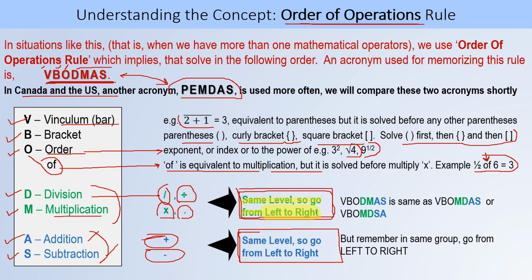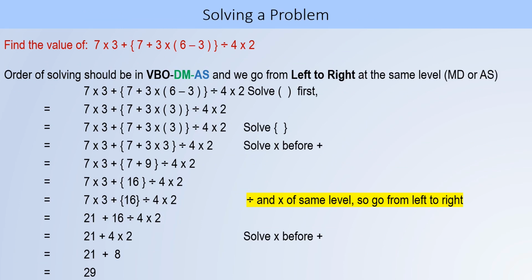So we go from left to right, and if addition comes first, we do addition before subtraction, but if subtraction comes before addition, then we do that operation before the other one. So this is an important thing to note. In VBODMAS, AS and DM are two different groups, but within the group all the operators are at the same level.